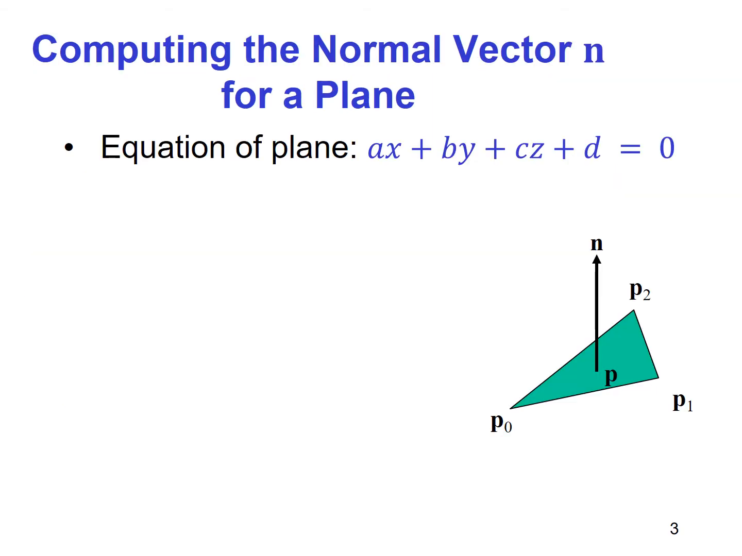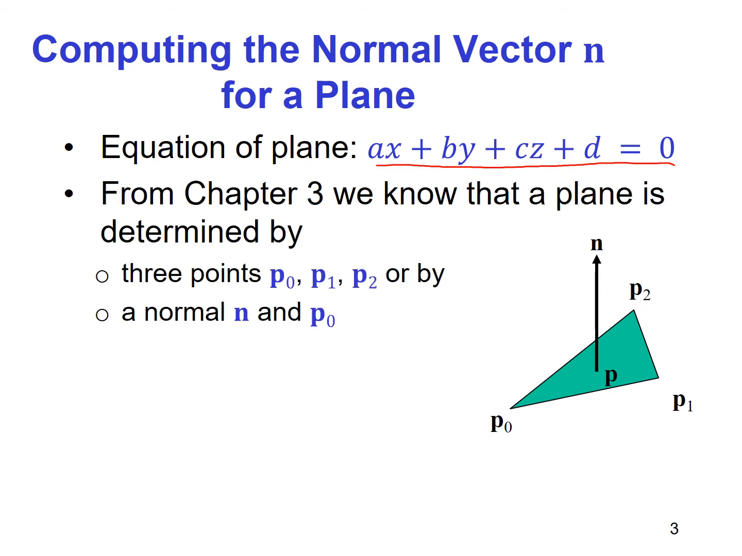Let's look at how to calculate the normal vector of a plane. This is the equation of a plane. From chapter 3, we know that the plane can also be represented by 3 points or a single point and a normal vector.